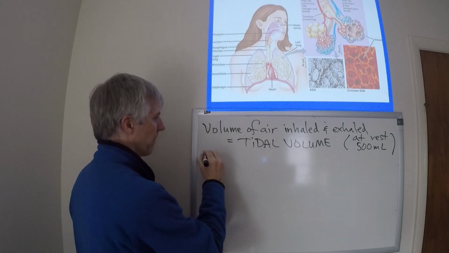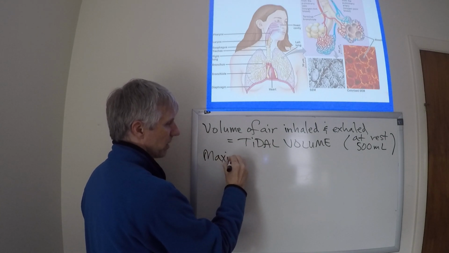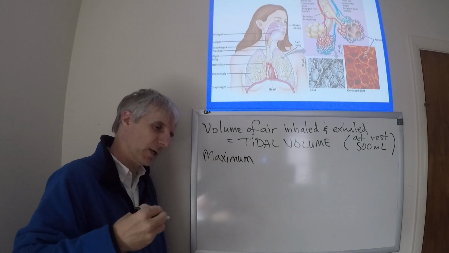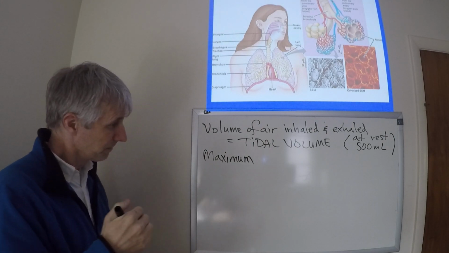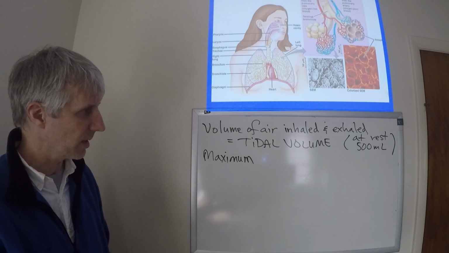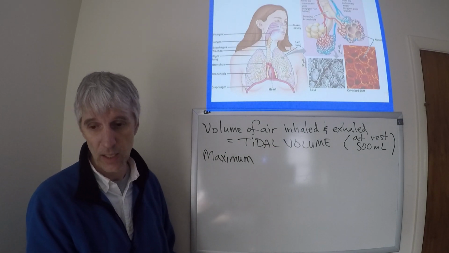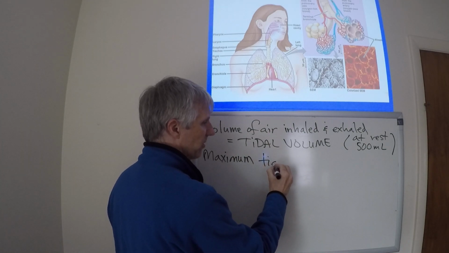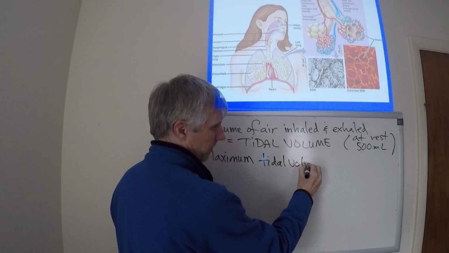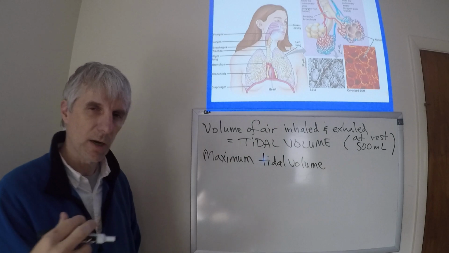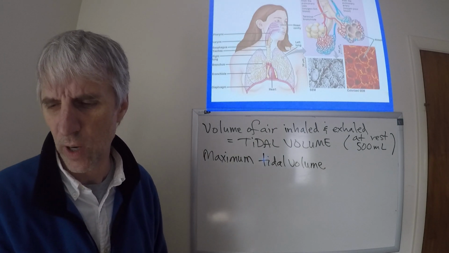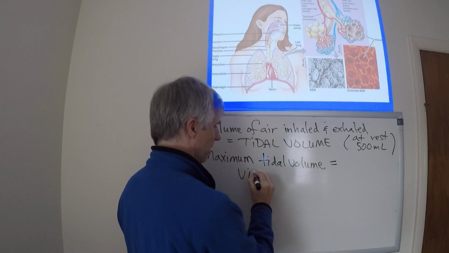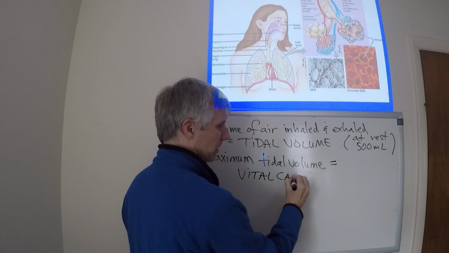Okay? Now, under load, we need more air because we have increased metabolic demand. I can increase the amount of air that's inhaled and exhaled. So this we're going to refer to as the maximum tidal volume. How much air could you move in if you really wanted to? This maximum tidal volume is called the vital capacity.